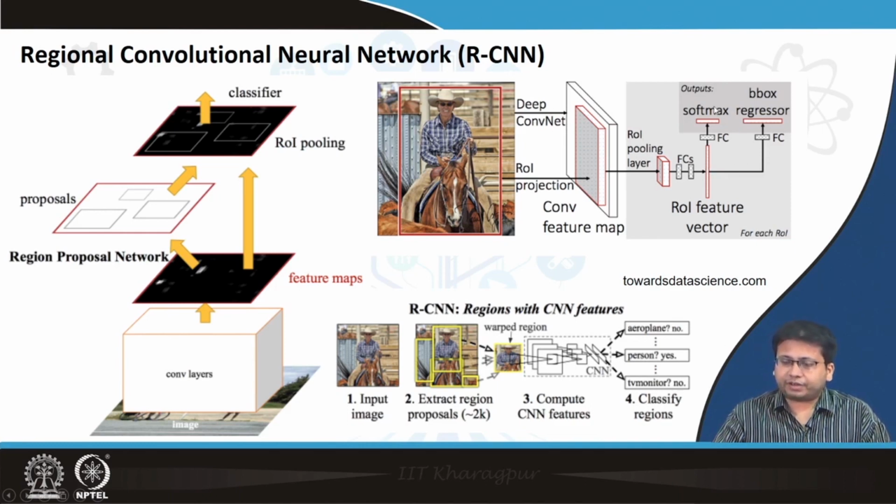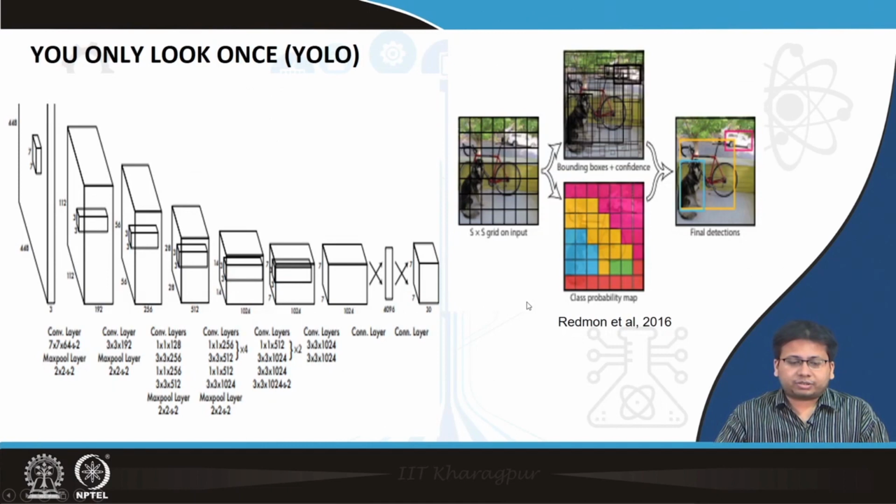So the final output will be the binary output, whether the target class is present or not, that is, in this case, whether a person is present in the image or not, and if so, what the bounding box is. So there is a bounding box regressor. This is a regression problem of predicting the boundaries, or the corner coordinates, of the bounding box. That is how this whole thing, this RCNN, works.